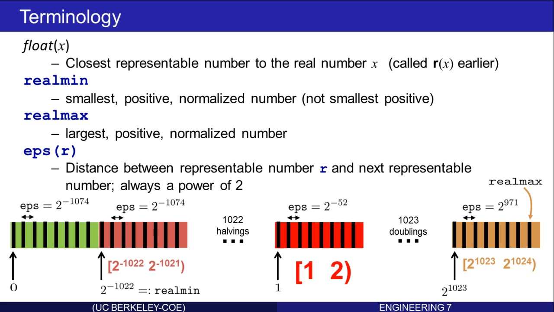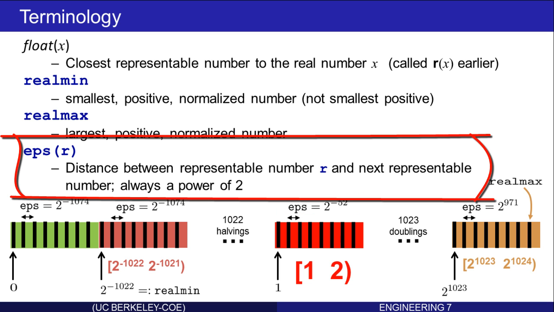And finally, eps of r is the distance between a representable number r and the next representable number. These are marked across the top. For all the intervals except the unnormalized interval, the distance between numbers increases proportionally by a factor of 2 as you move from one interval to the next. This distance is always a power of 2, and it's called eps. Eps of 1, in this case 2 to the -52, is often called the machine epsilon. But eps really is a function of the number.